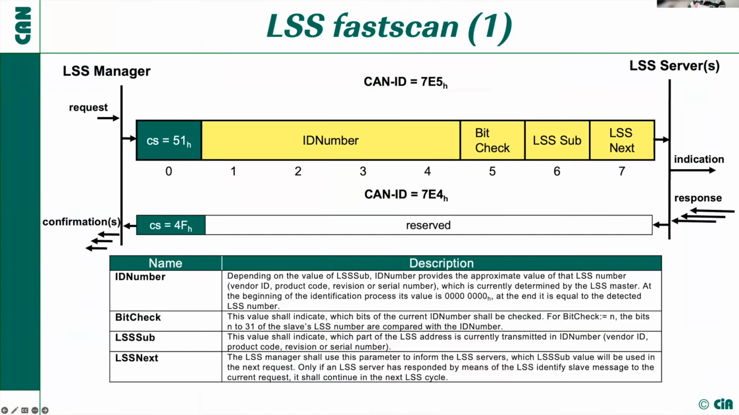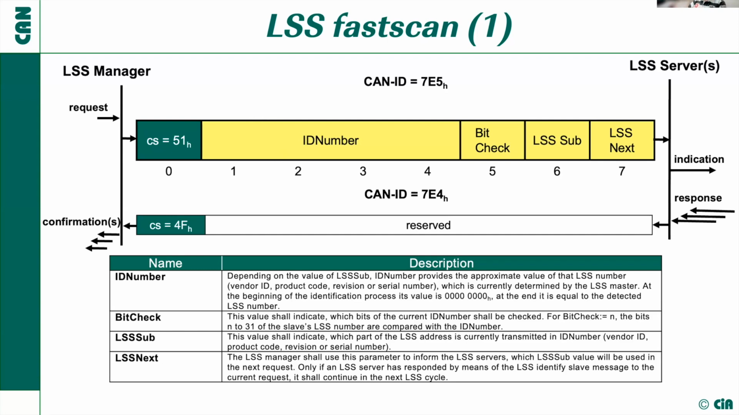And therefore, the next step was the layer setting services fast scan. And here the LSS gets the functionality to scan according to certain bit patterns. So I have an ID number, which is a share of the LSS address, either vendor ID, product code, revision number, or serial number. And I can say, okay, according to a certain amount of bits, the LSS server has to equal this proposed value. And then I identify a certain bit position and say, okay, at this bit position now, the LSS server has to be equal as well.